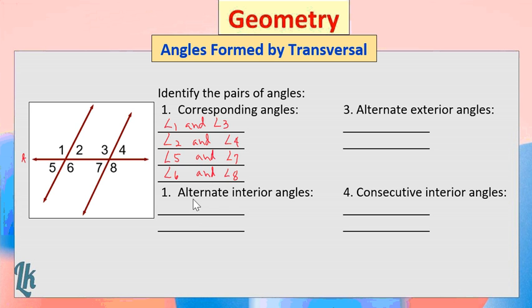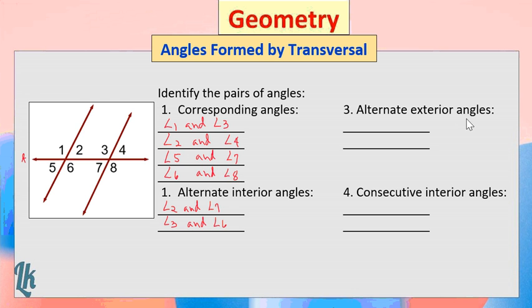For the alternate interior angles, we define them as angles that are both in the interior, or angles that lie between the two lines, and they are on the opposite sides of the transversal but they are not adjacent. So angle 2 and angle 7 are alternate interior angles, and angle 3 and angle 6 are also alternate interior angles.